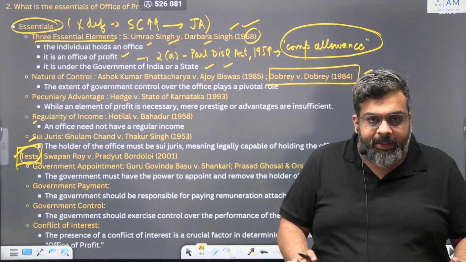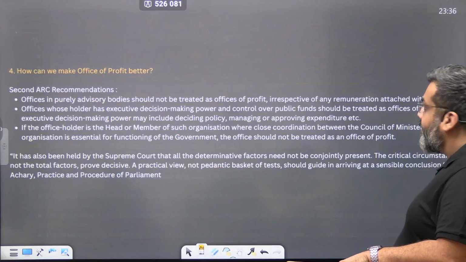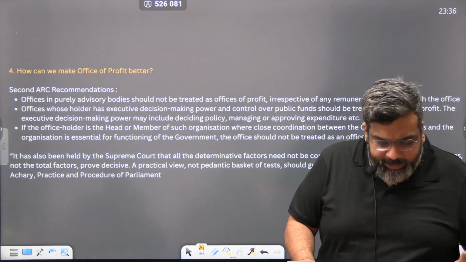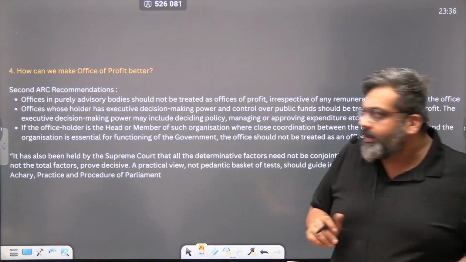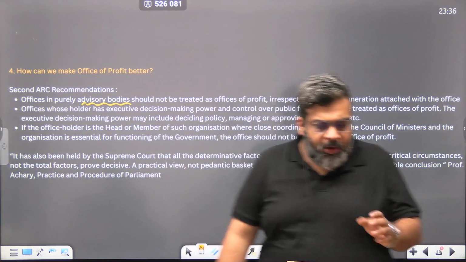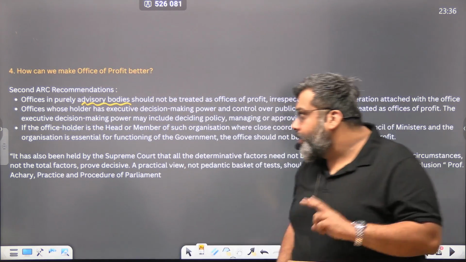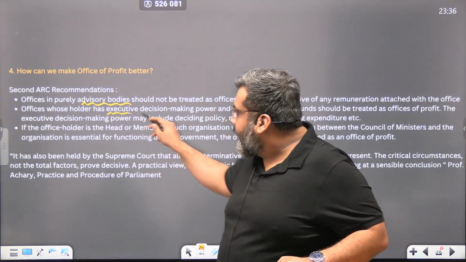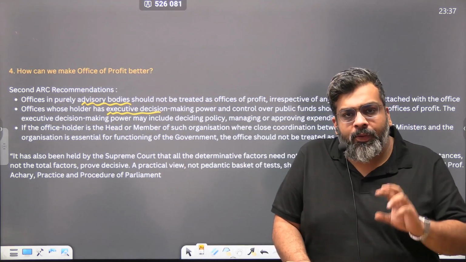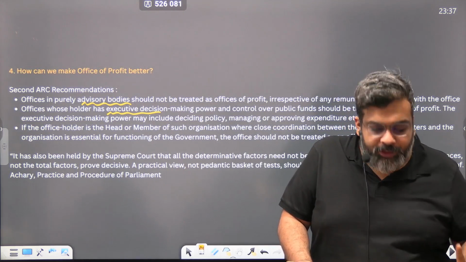Now, this has been recognized by several bodies, by several agencies. And the one body that you can remember is the second ARC. Now, the second ARC has given very categorically 3 recommendations. First, the second ARC says, offices in purely advisory capacities may not necessarily be considered as office of profit. Doesn't matter what the remuneration is. 2, offices whose occupant has executive decision making power or any form of control over public funds, that person must always be subject to office of profit law.